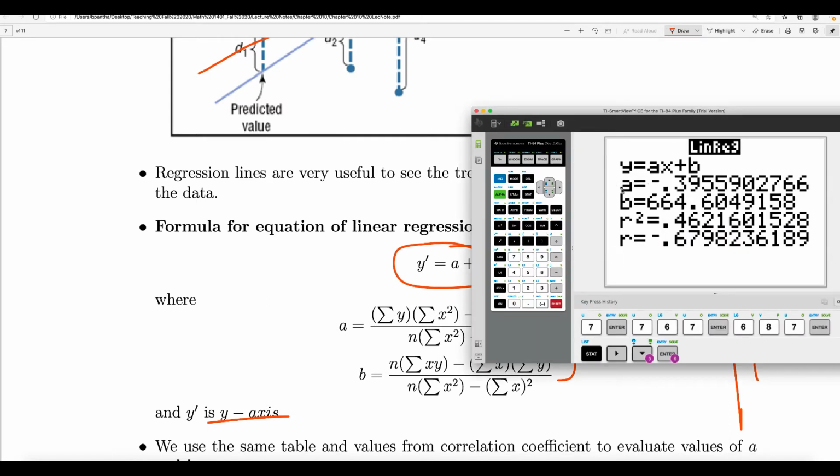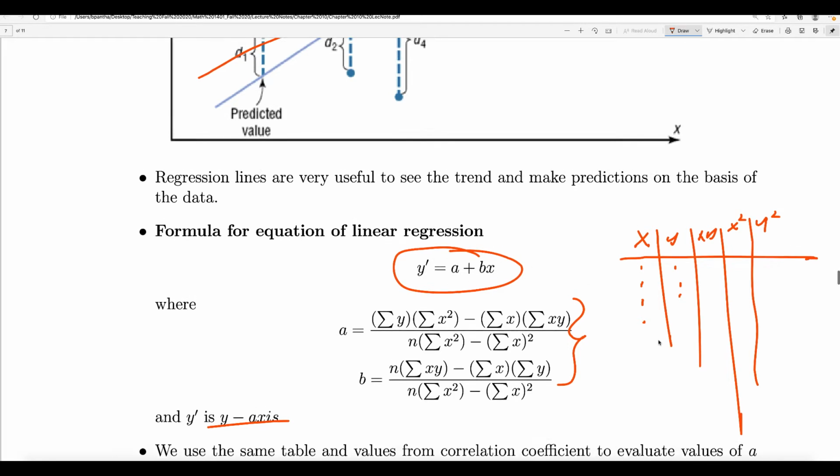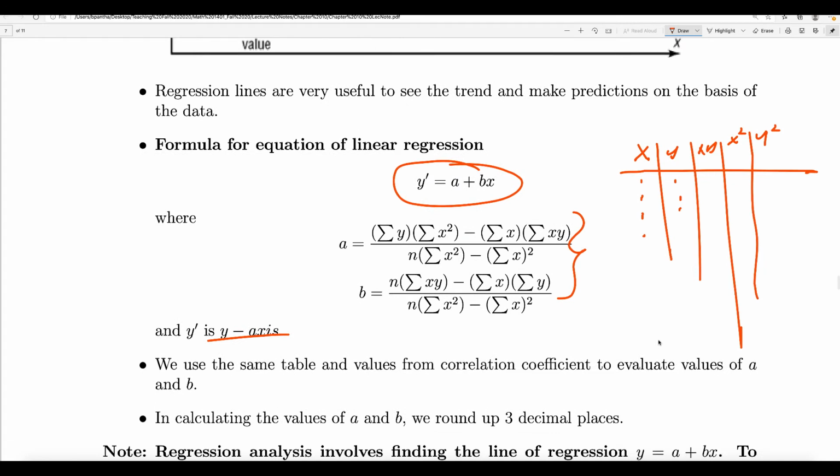Those are the a and b values. So if we use the calculator to find a, b, and r values, actually we don't need r for this, but we will need a and b only, and then plug those into this equation. Then we will find the value of y for any given x. Let's see some examples, but before the example, let us talk about that.